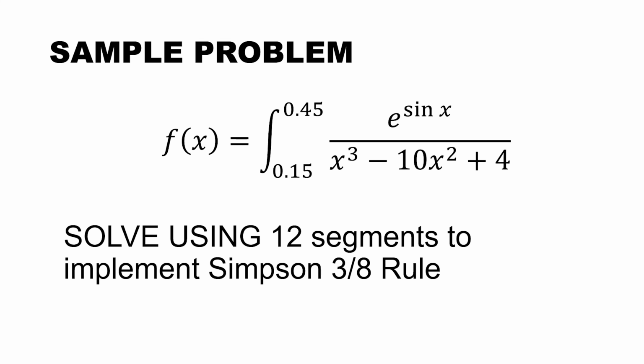Here is the function that we're going to solve for Simpson's 3/8 rule. We need to find the integral of the function e raised to sine x all over x cubed minus 10x squared plus 4, with limits from 0.15 to 0.45. We will solve using 12 segments to implement Simpson's 3/8 rule.